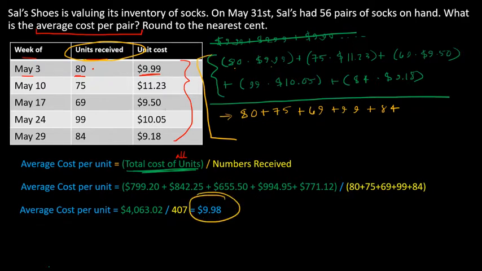Okay? So remembering that that was the goal, just to find the average cost per pair of socks or per unit, we found that it's $9.98, so our work here is done. Okay? So in order to then use the average cost method to find value of inventory, which is the overall goal of this method, only takes one additional step, and we'll see that in the next example.